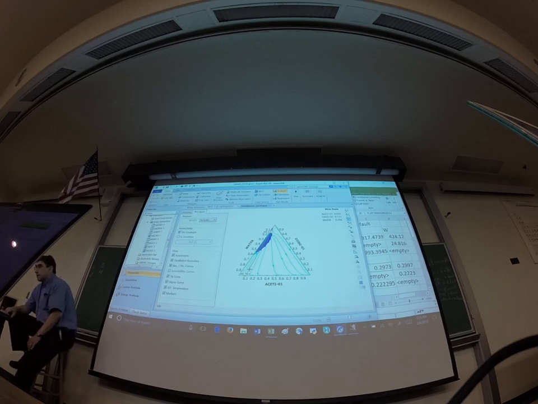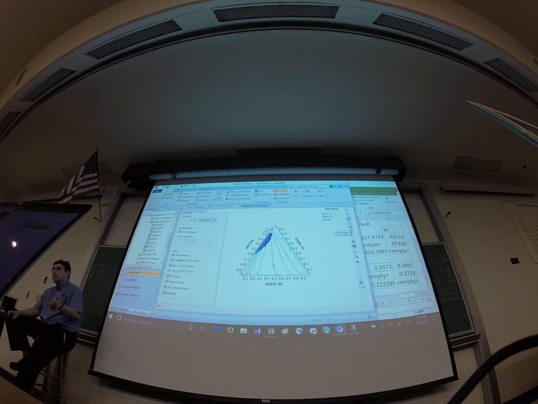Okay. We can place any point we want here by giving it an address or by just clicking on it. Let's see where the composition of the feed to our decanter is. If you recall, our decanter had 10 kilograms per hour acetic acid, 30 kilograms per hour ether, and 60 kilograms per hour water. So in terms of mass fractions, the compositions are 0.1, 0.3, and 0.6.